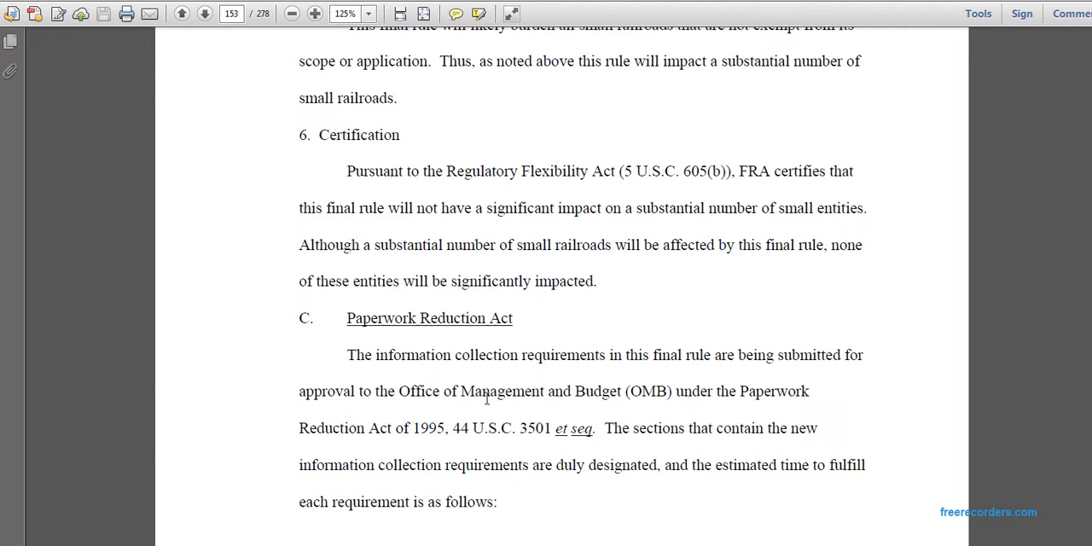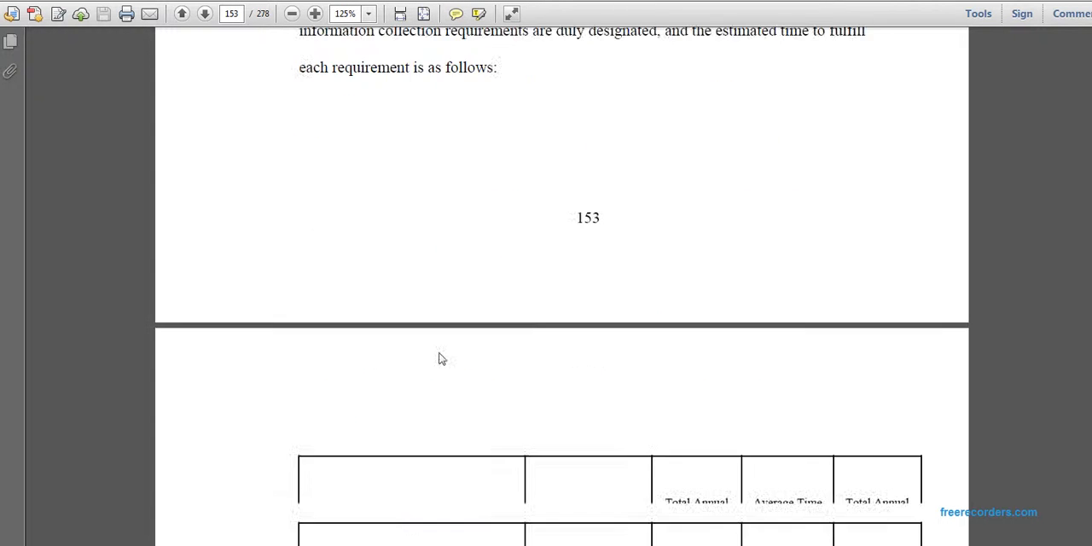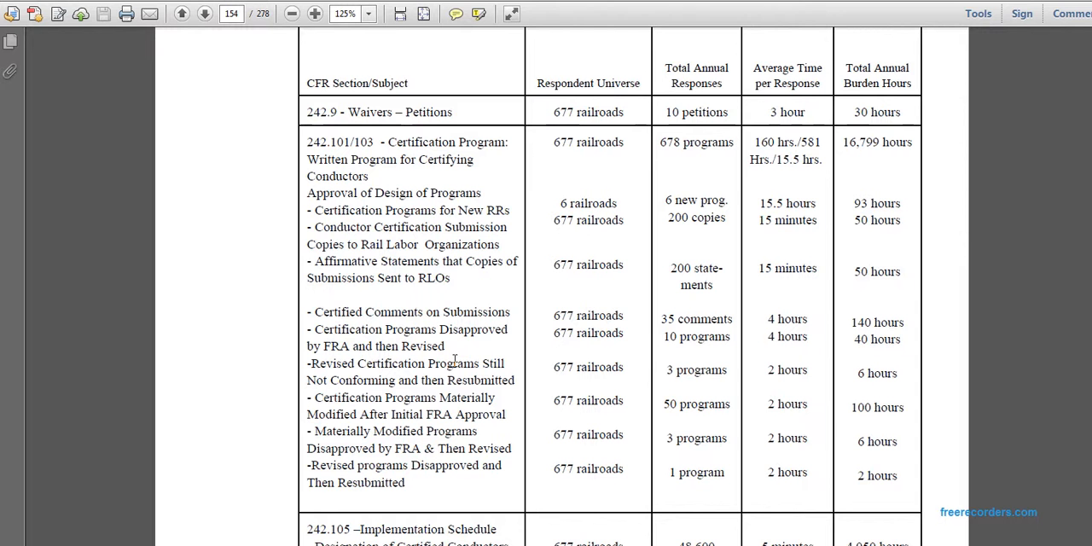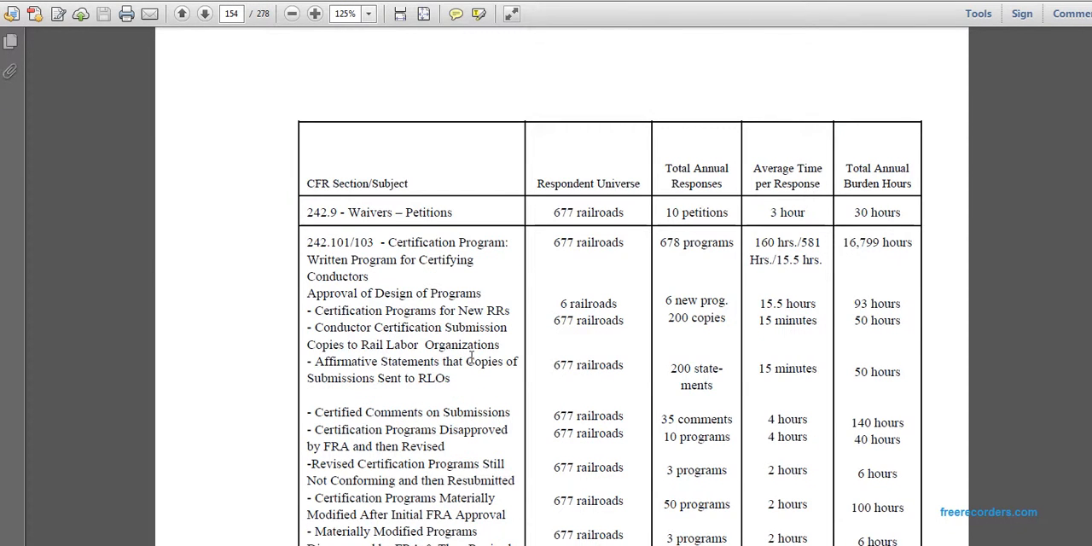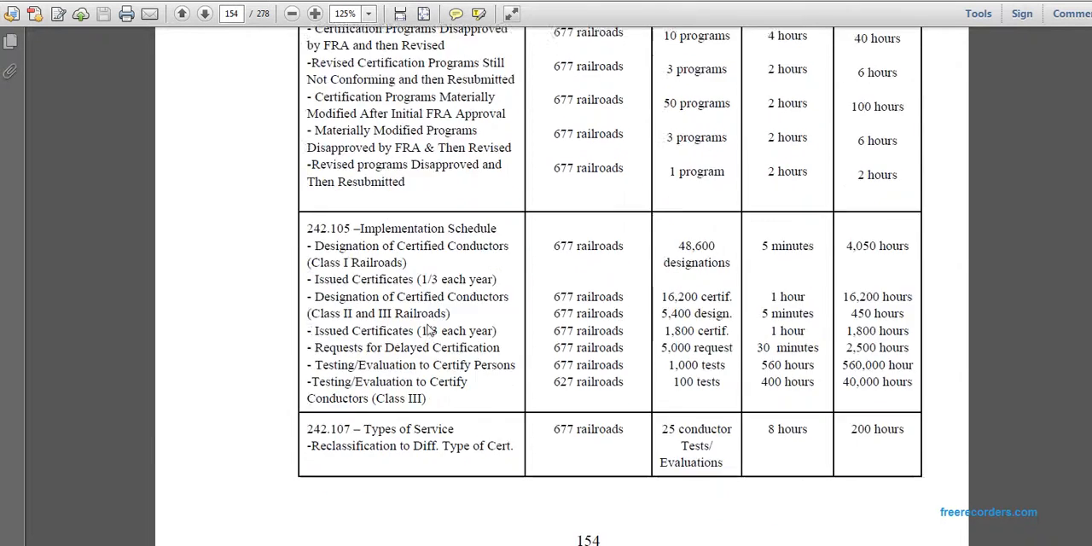Paperwork Reduction. Information collection requirements of the final rule are being submitted for approval to the Office of Management and Budget under the Paperwork Reduction Act of 1995, Title 44 U.S. Code 3501 et seq. Sections containing the new information collection requirements are duly designated. Estimated time for fulfilling each requirement is as follows. Waivers and petitions. You've got your CFR sections, respondent universe, total annual responses, average time per response, total burden hours.